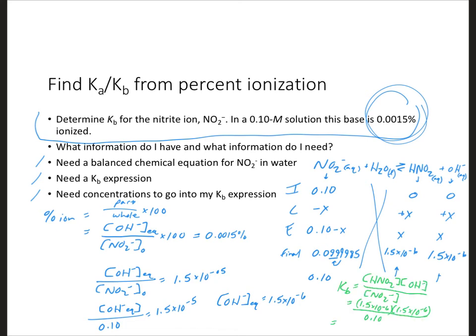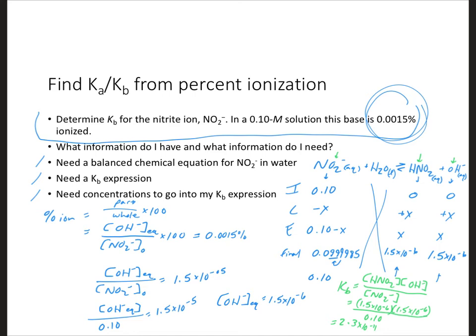And so now we can go ahead and solve for the KB expression. So when I write out the equilibrium expression, I definitely have my products on the top, my reactant on the bottom. The H2O liquid doesn't count. I plug in the numbers, 1.5 times 10 to the minus 6 for both on the top, and then 0.10 on the bottom, and my calculator gives me a value rounded for sig figs of 2.3 times 10 to the minus 11.